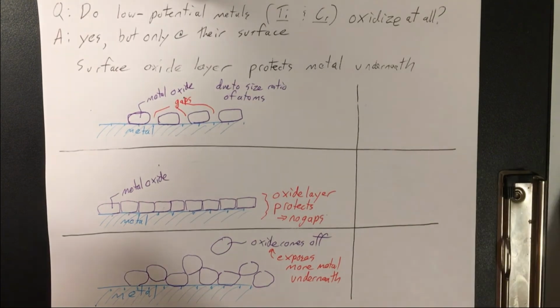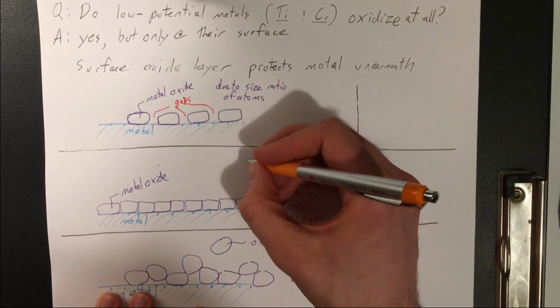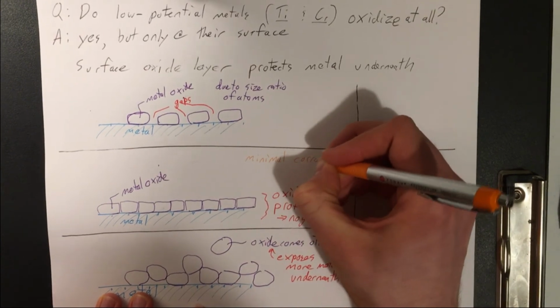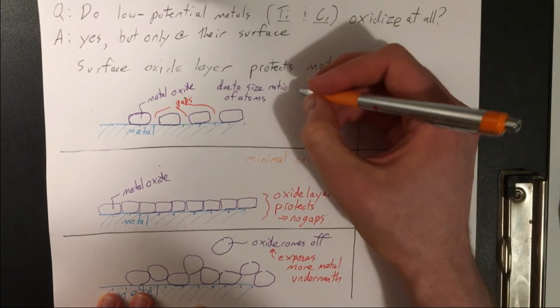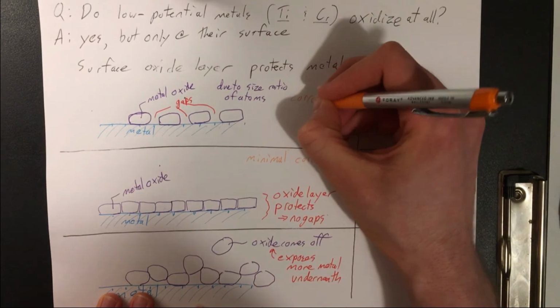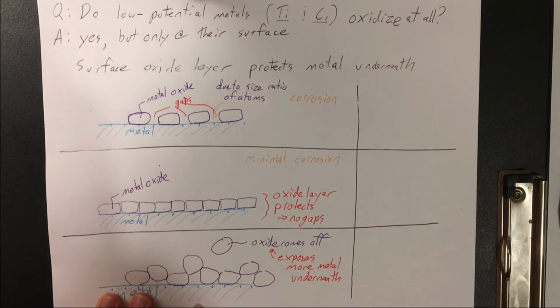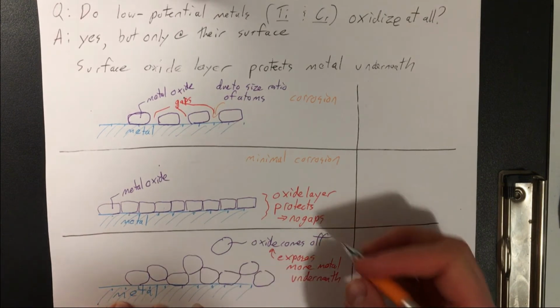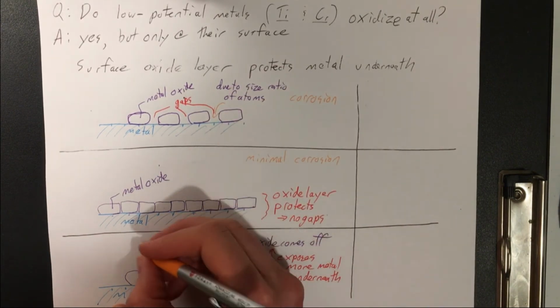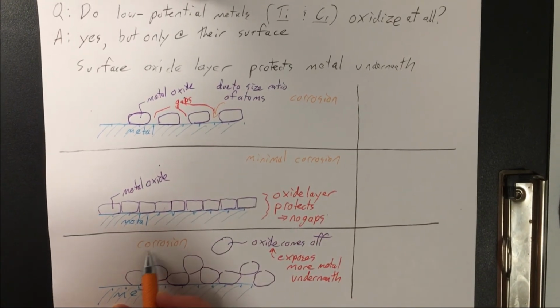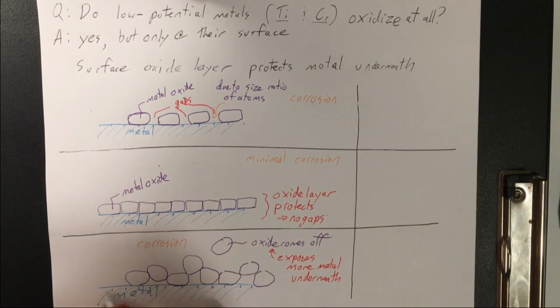So what is this? Here we have minimal corrosion. And here we have corrosion, because the oxide can get in and attack through the gaps. And here we have corrosion, because once the oxide layer comes off, it exposes more metal.